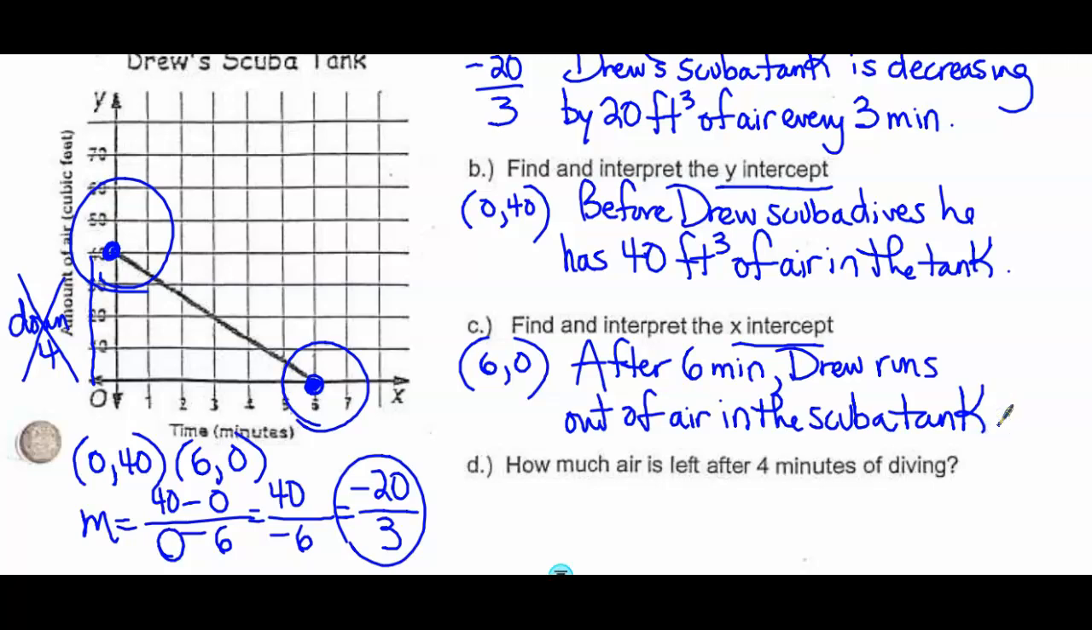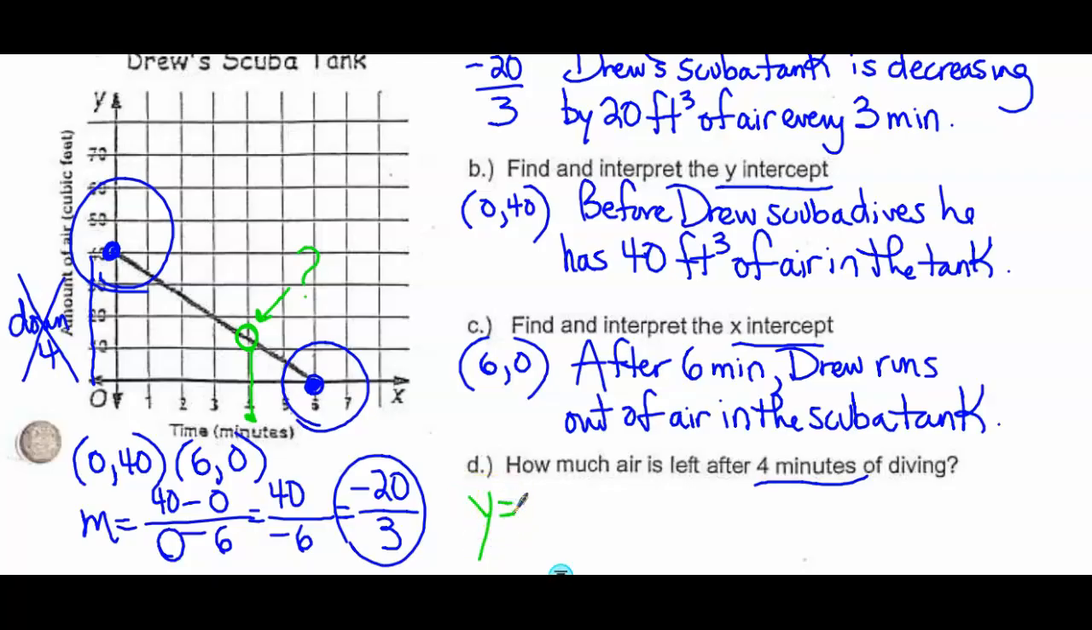And then we have one more question. It says, how much air is left after 4 minutes? Well, typically you can go over to the graph and you can look where 4 is and go up where it crosses the axis, but I can't tell where that is. I don't know. But we do know an equation.